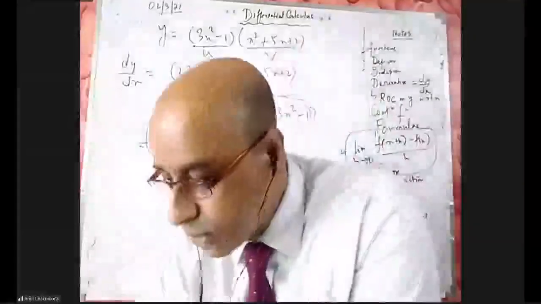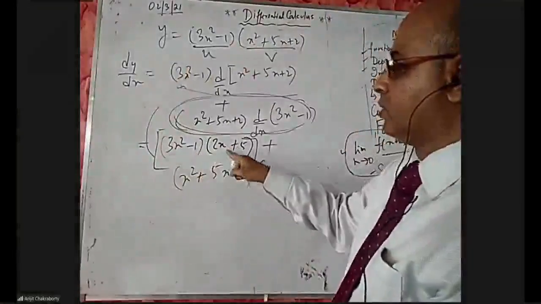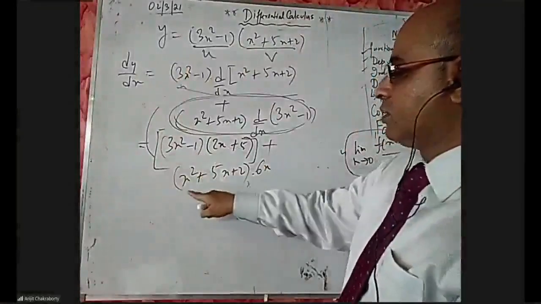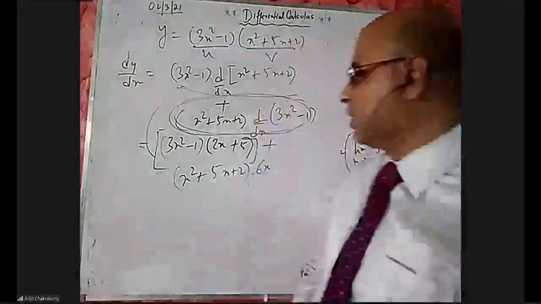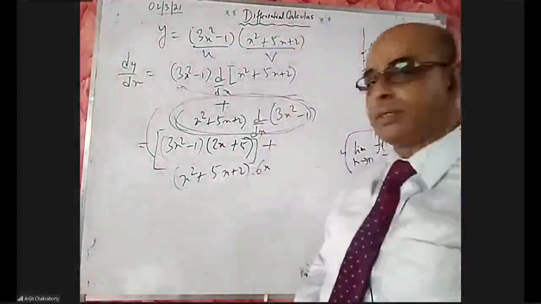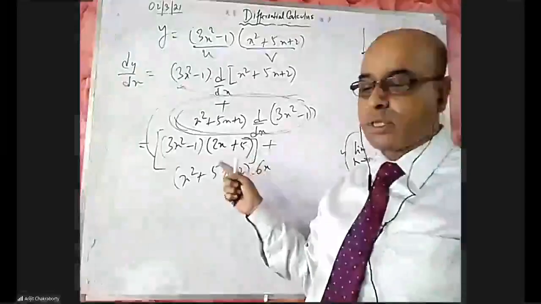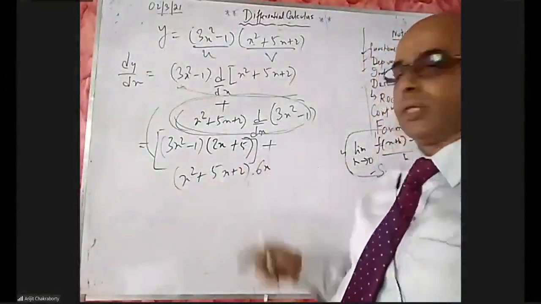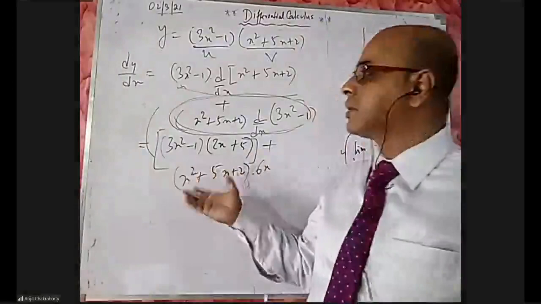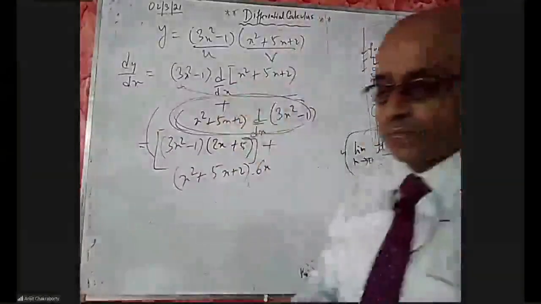If you simplify, just multiply: (3x² − 1) into (2x + 5) plus (x² + 5x + 2) into 6x. Whatever you get will be the answer. You can leave the answer here or solve it out depending on the options given, but this is the process.